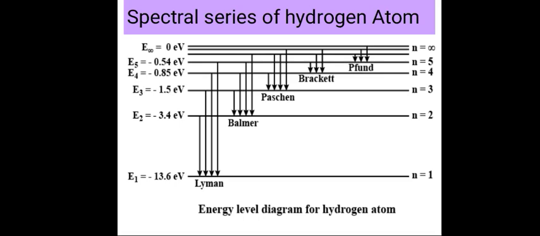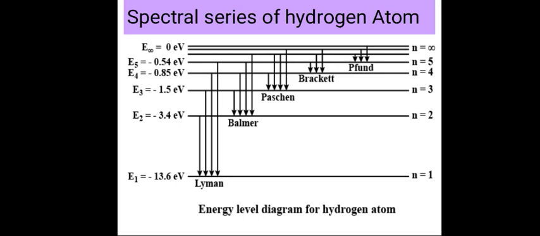Now we have the five series here: Lyman series, Balmer, Paschen, Brackett, and Pfund. These are the five spectral series of the hydrogen atom. We have shown here the energy level diagram of the hydrogen atom with the principal quantum numbers n equal to 1, 2, 3, and so on up to infinity, and the energy of each orbit, each energy level, E1, E2, E3, and so on.